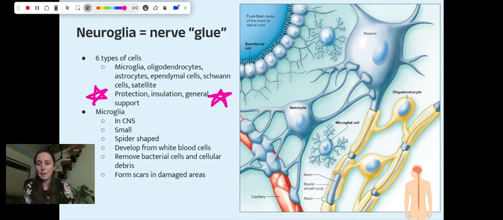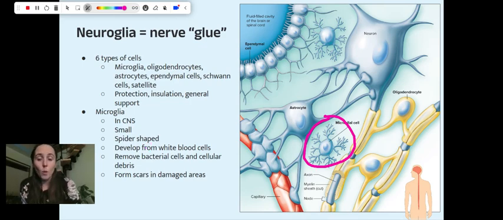The first one we're looking at, microglia. This is in the central nervous system only. It is small, kind of shaped like a spider. We can see one right here in this image off to the side. And this develops from white blood cells, which work with our immune system.